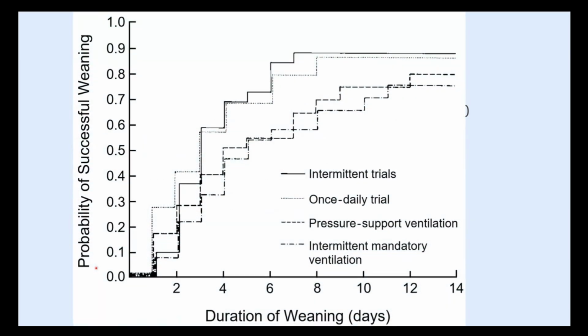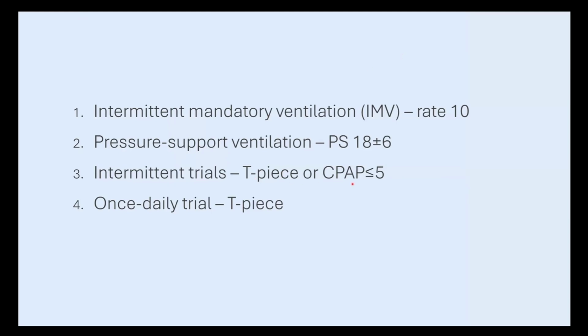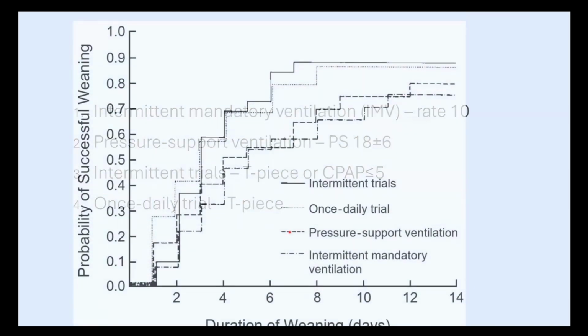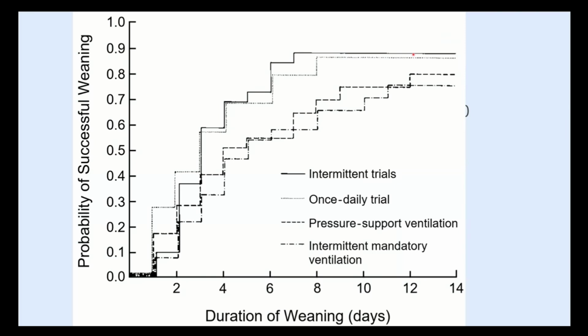So these are their results of probability of success of weaning on the y-axis here. The two lines at the top give the highest success of weaning a patient. These two lines are the intermittent trial and the once daily trial, meaning they use the lowest support. The intermittent trial is the one with the T-piece or CPAP of 5, and the once daily trial is with the T-piece only. So going on lower support or lower settings increases the probability of successful weaning. To put it this way, putting more strain on the patient to breathe on their own actually increases the probability of successfully weaning them.